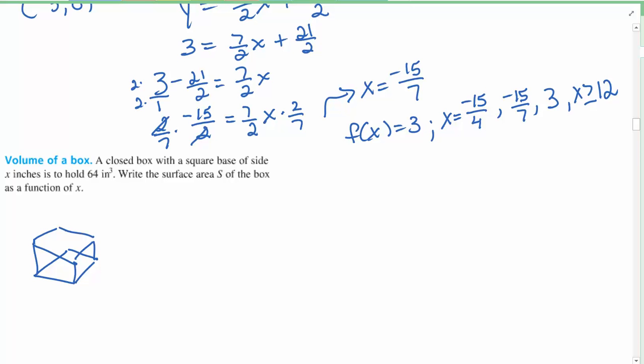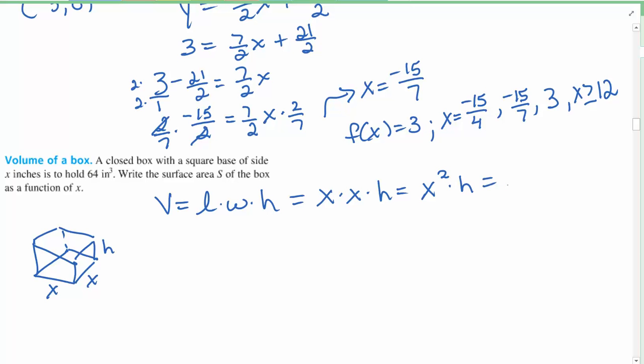All right, so maybe your picture looks a little better than mine. I don't know. All right, so this is x by x. We don't know the height of the box. We're not told. What are we told? Just that it has a square base. So the volume of a box is length times width times height. We know the volume, and we're letting the base length and width both be x, times the height. So it's going to be x times x times h, or x squared times h. We know that that's equal to 64 inches cubed.